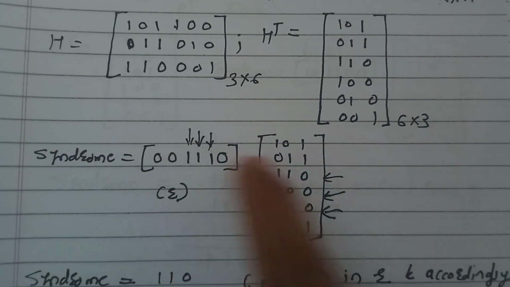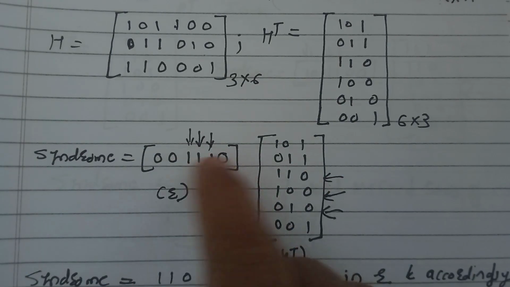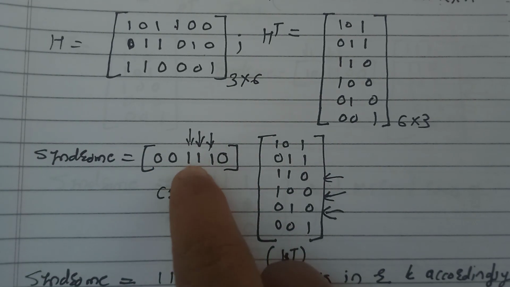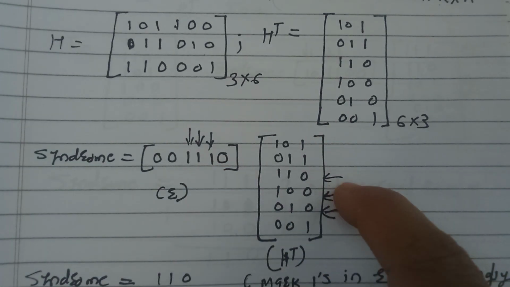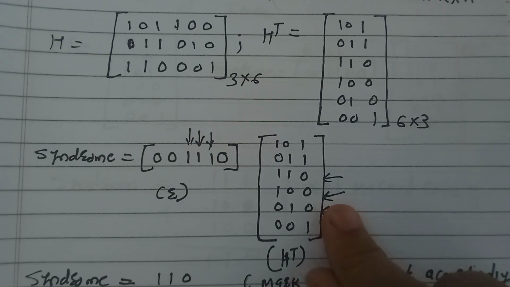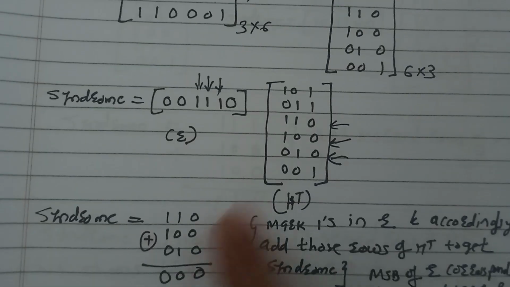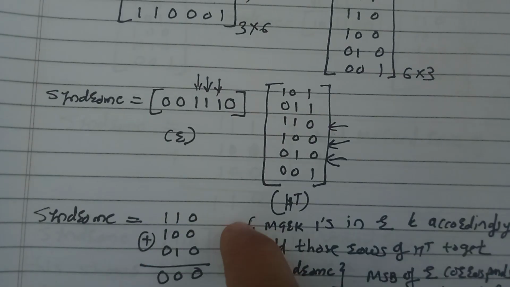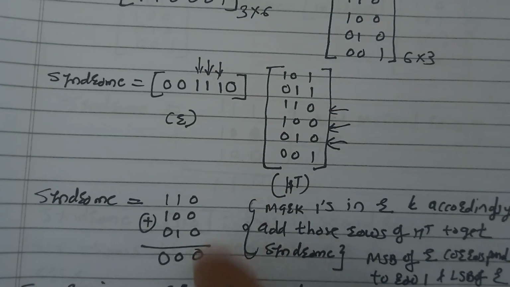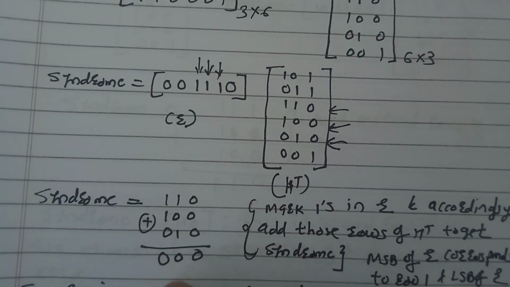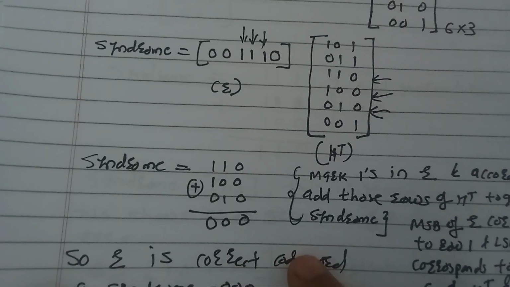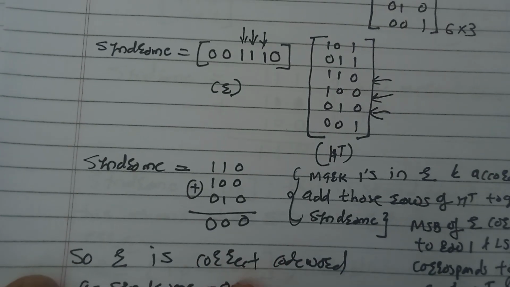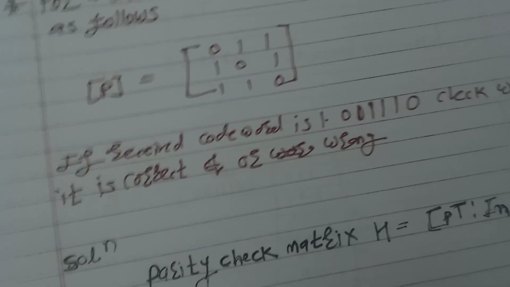Now you have to identify the rows of H^T as per the ones in R. The 1s in R are at the third, fourth and fifth positions, so you have to take the third, fourth and fifth rows of H^T. So 110, 100, 010, and you have to do the addition. Even 1s give 0, so the syndrome is 0. That means there is no error in R. R is a correct code word, which is indicated by C. So this is the second example for the practice.